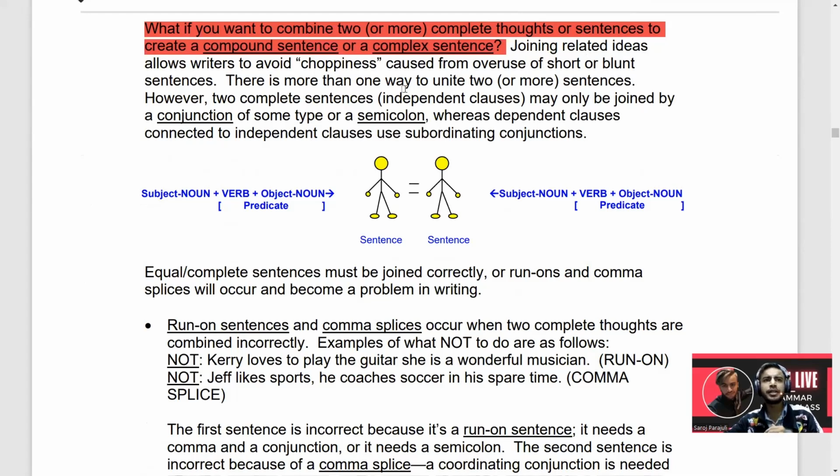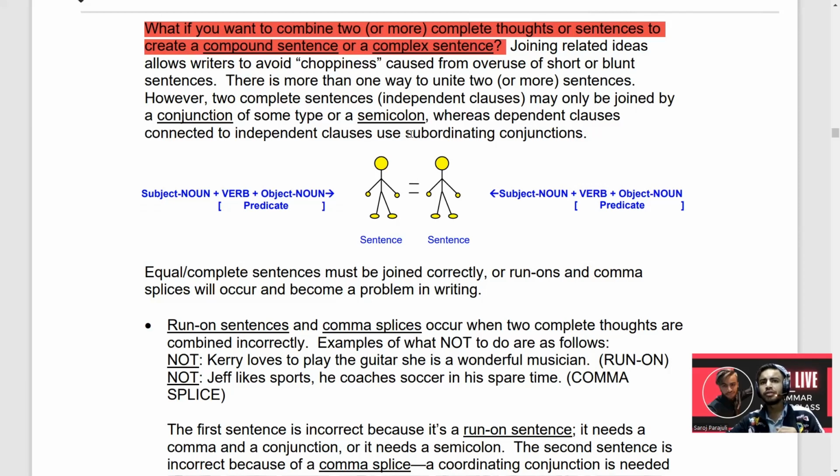Joining related ideas allows a writer to avoid the choppiness caused by overuse of short, blunt sentences. There is more than one way to join two sentences. However, to complete sentences, independent clauses may only be joined by a conjunction or some type of semicolon. Okay, whereas dependent clauses connected to independent clauses use subordinating conjunctions.